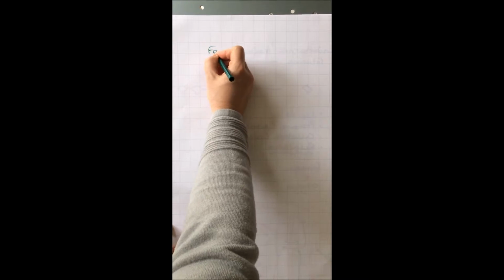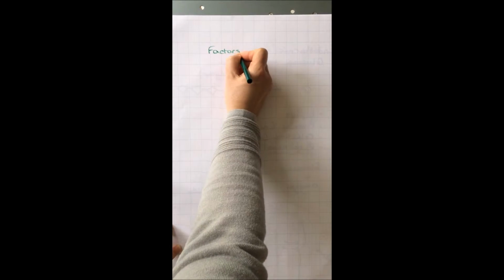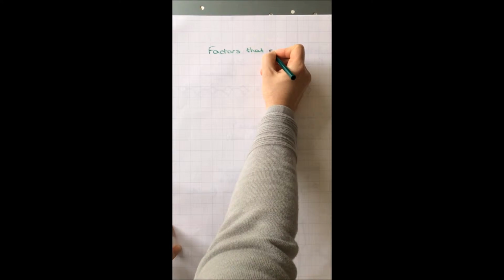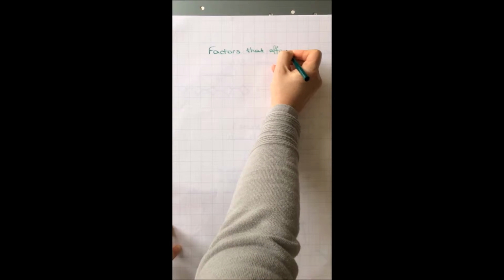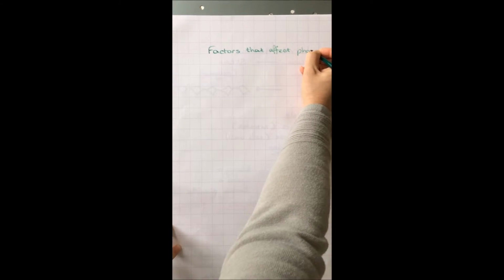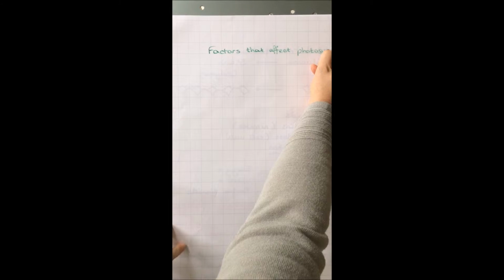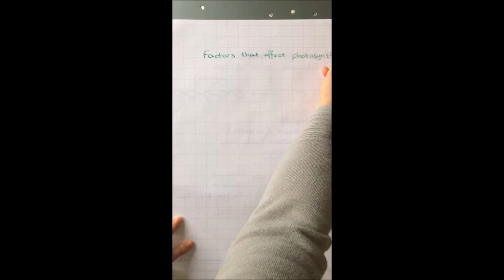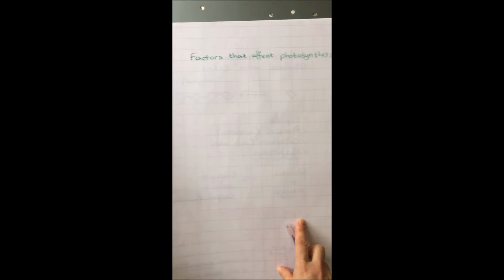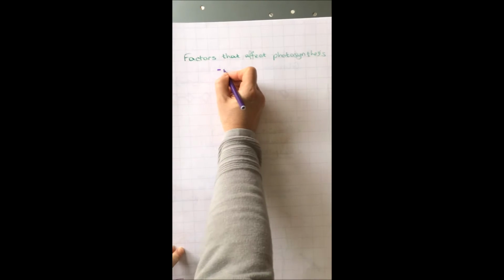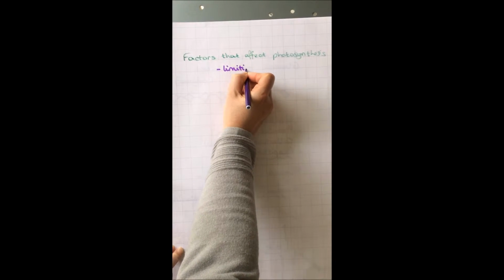So you need to know the different factors that affect the rate of photosynthesis. Those factors that affect the rate we call limiting factors.